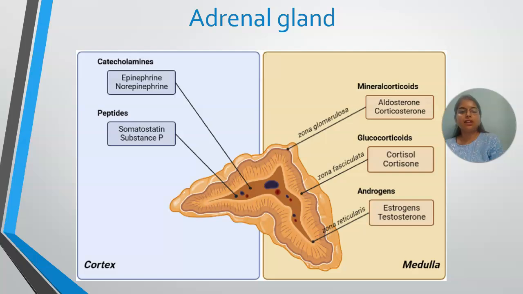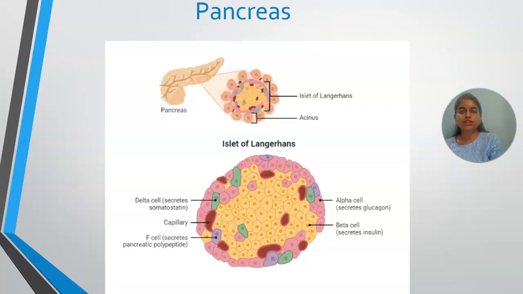Then in the medulla we have neurotransmitters like epinephrine, norepinephrine, also known as adrenaline and noradrenaline. So this is the modified nervous system part which is released in case of emergency situations.